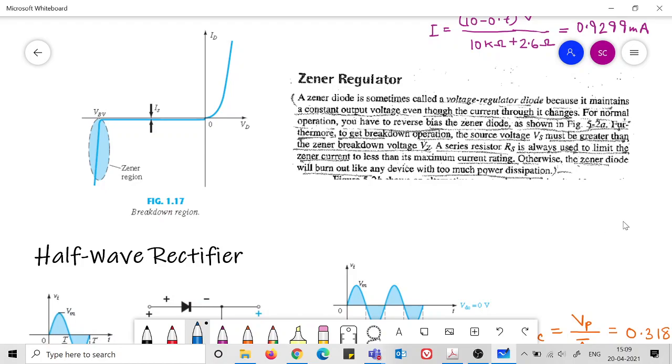There is an important concept called the Zener diode, and this is highly useful, and a lot of different applications are made using the Zener diode. So what is the Zener phenomenon, and what is the Zener diode? We discussed already that there is a breakdown phenomenon. There is a breakdown region in the reverse bias region.